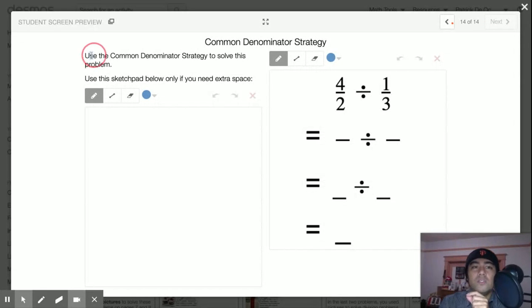Lastly, use the common denominator strategy to solve this problem. Use the sketch pad below only if you need extra space. Okay. I won't talk about this problem either because it's similar to number 11. But anyway, I'll just leave it like that. Okay.